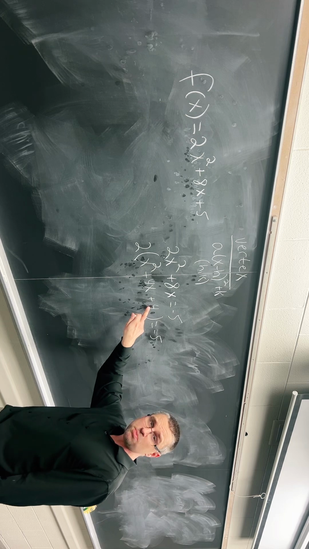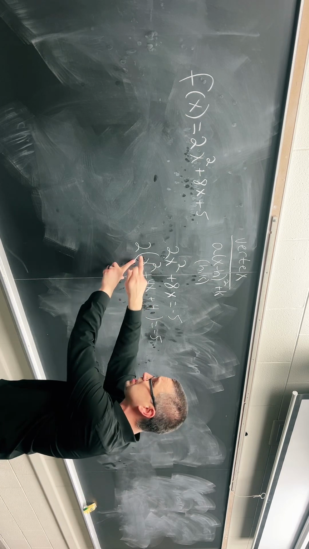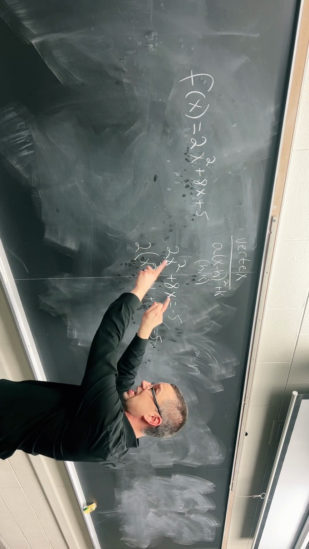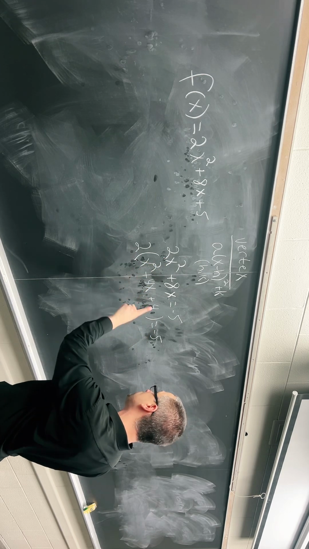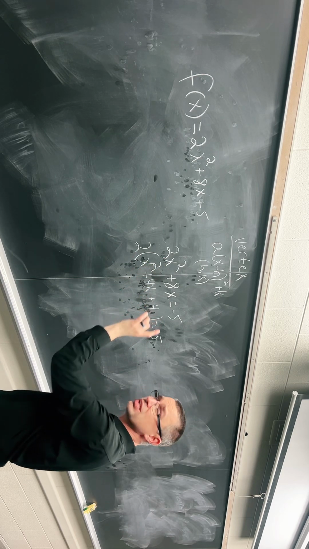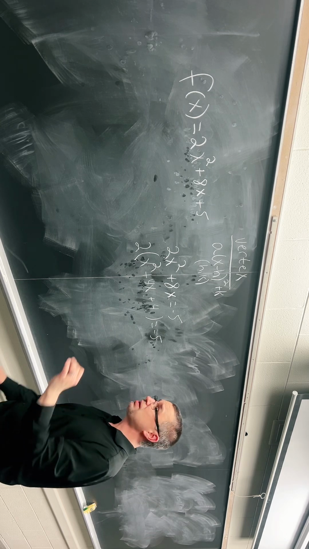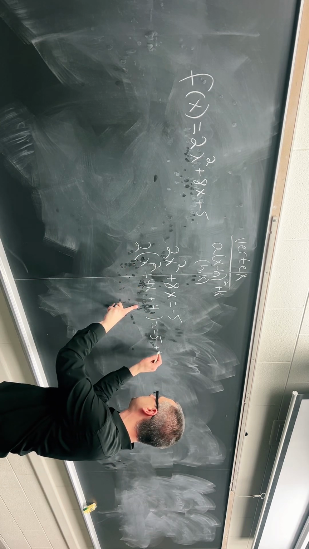But this is not 4. I mean, this is going to be 2x squared plus 8x, the same thing we have right here. But then this is really going to be a 2 times 4. So that is really going to be 8. Right? It's really going to be 8. So we have to add 8 to this side as well.